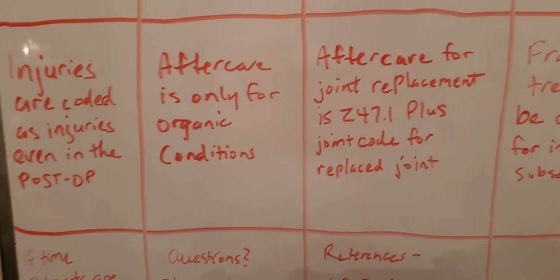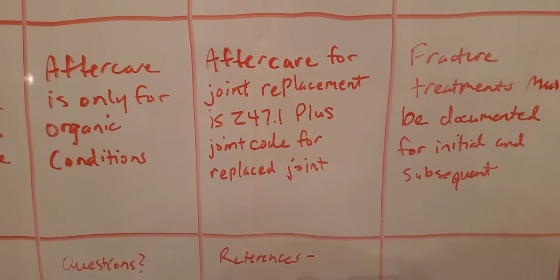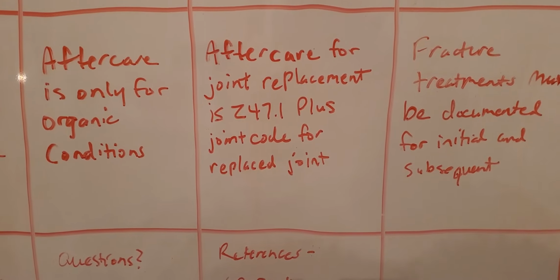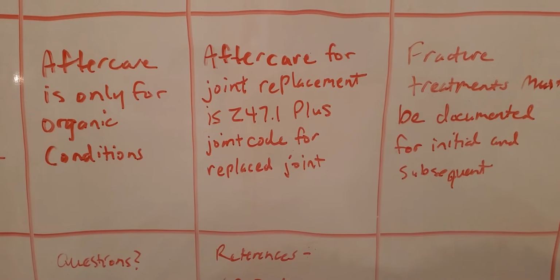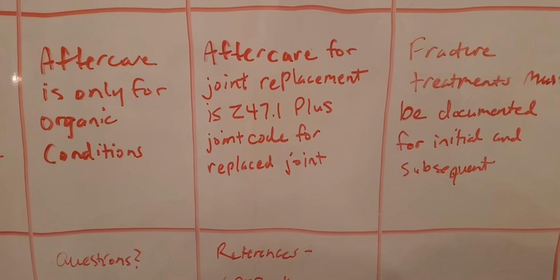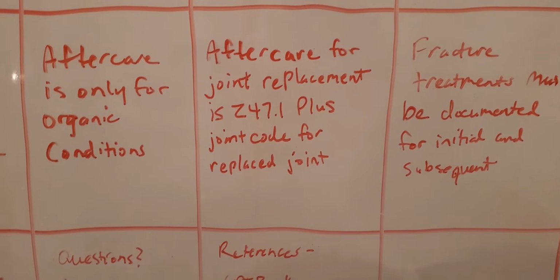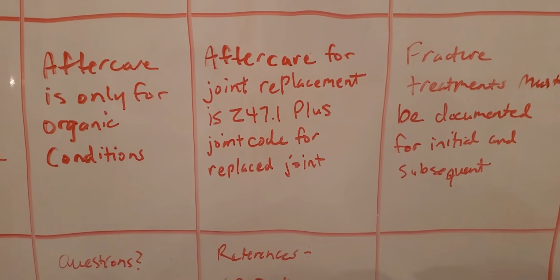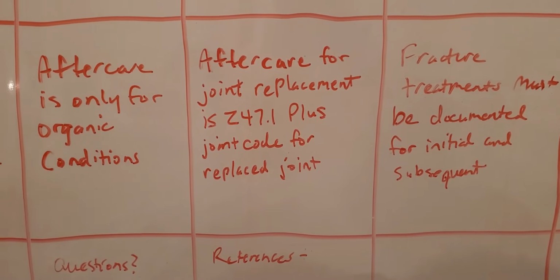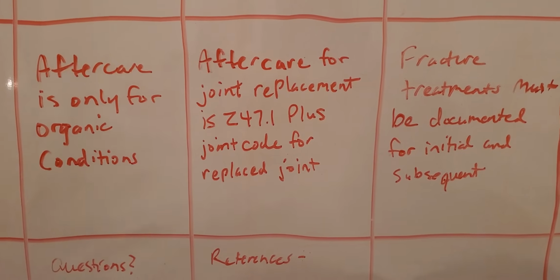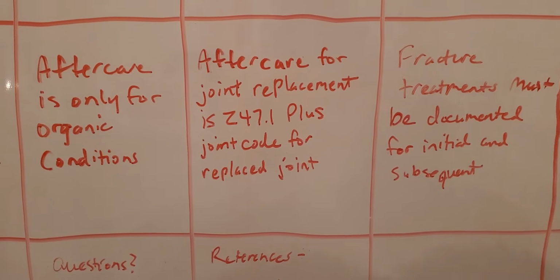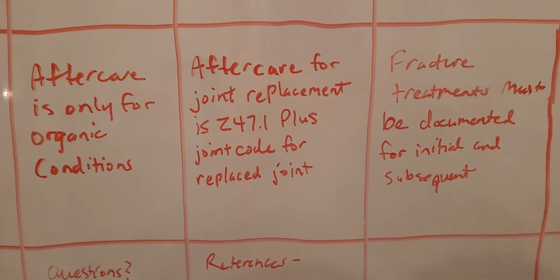All right. The next one is aftercare for joint replacement is Z47.1 plus the joint code for the replaced joint. Sometimes they will only report the Z47.1, which is fine, but it would make it much more efficient if they would remember to also code that second code. That is a directive in the book to include the replaced joint as well.